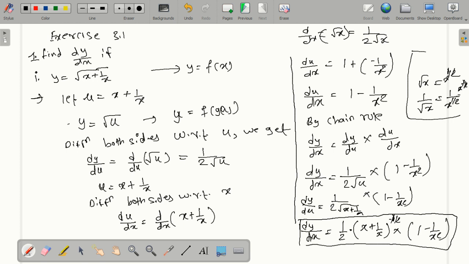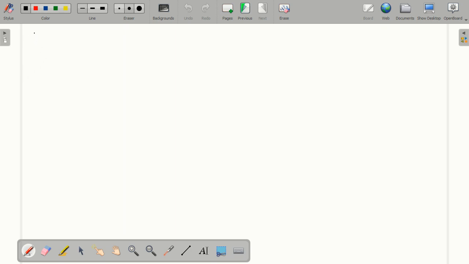Let's move to the next question, the second question. The second question says that y is equals to cube root of a square plus x square. So if you look at this question, what are we going to substitute here as u, right?